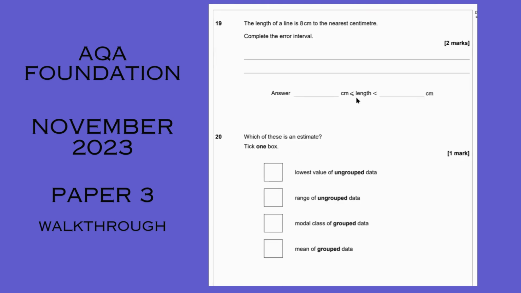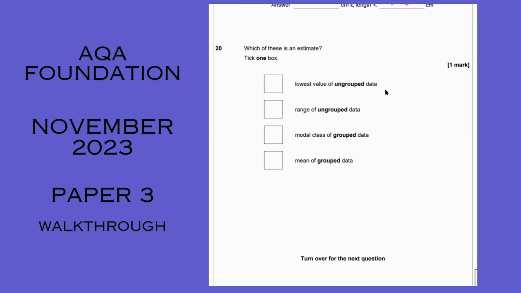Number 19. So rounding. So don't forget to find your upper and lower bounds. You go up and down by half of the rounding amount. If it's rounded off to the nearest centimetre, you need to add on and subtract 0.5. Job done. Number 20, which of these is an estimate?